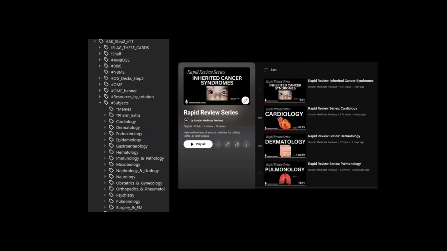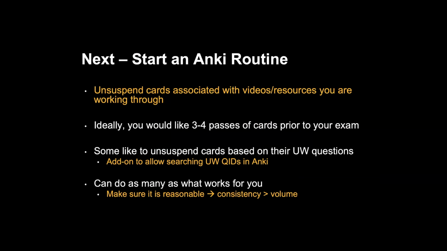In terms of actually starting an Anki routine, what I would recommend doing is trying to do all the Anki cards at least 2 or 3 times during your core rotations. But if you're already in dedicated, depending on how long your dedicated is, you probably don't want to be starting an Anki routine at that point, something totally new. But if you've already done all the cards 1 or 2 times, if you could get through another 1 to 2 passes of the cards prior to your exam, that would be amazing.